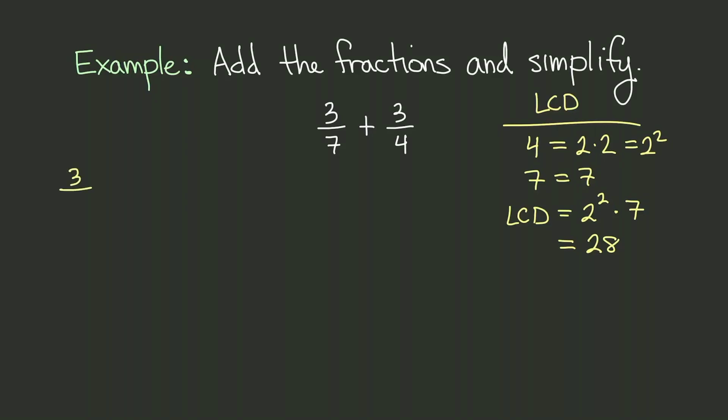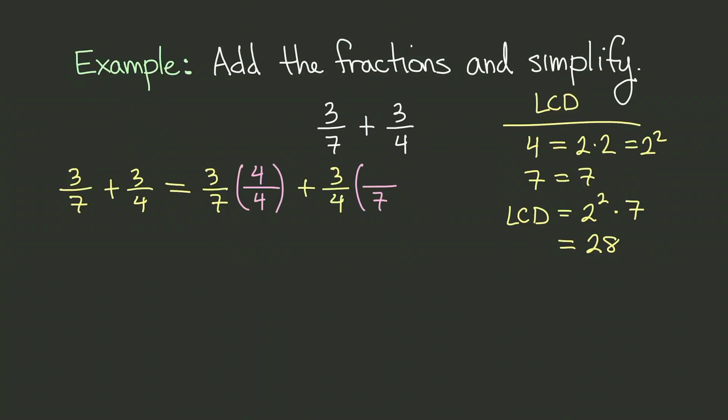So here we have 3 over 7 plus 3/4. Now my goal is to rewrite both of these fractions with a denominator of 28. So if I look at 3/7, in order to get a denominator of 28, I'm going to have to multiply 7 by 4. But if I do that in the denominator, I also need to do it in the numerator so that I don't change the number. Okay, and then we have 3/4. I want to write that with a denominator of 28, and so I'm going to multiply that one by 7. But again, since I did that in the denominator, I need to do that also in the numerator so I don't change the number.